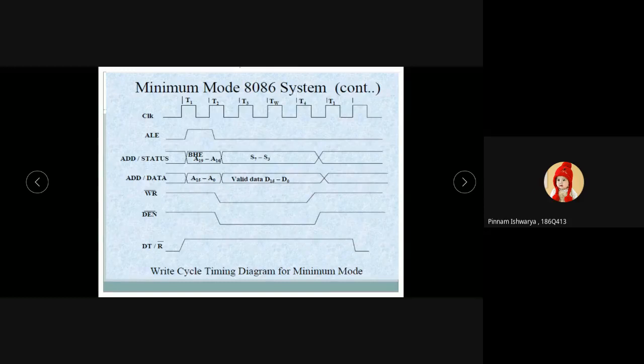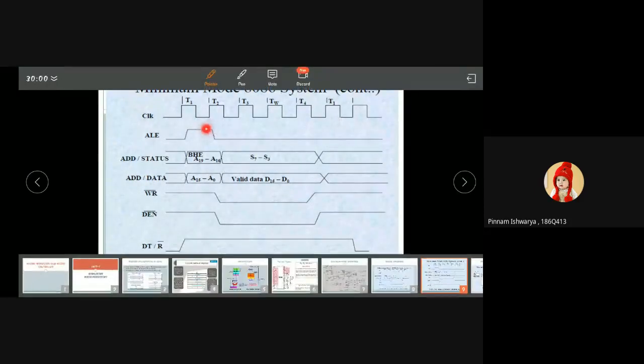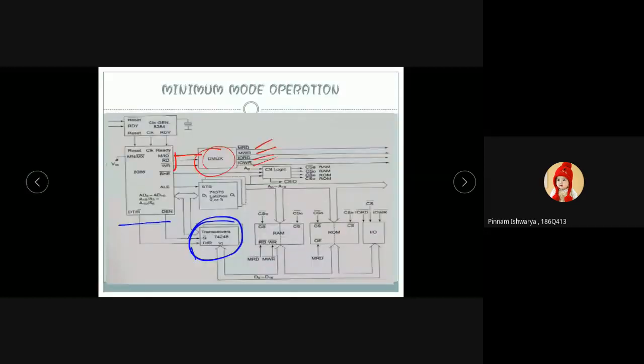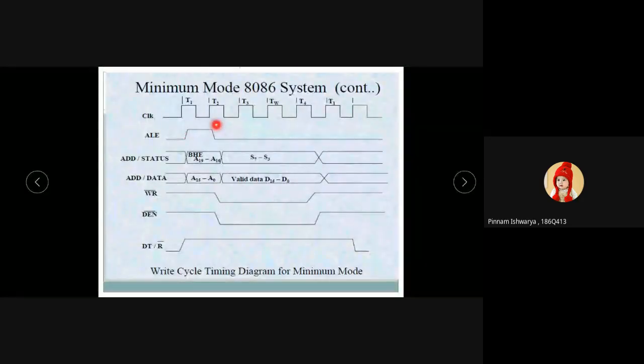So coming to the write cycle. The write cycle also begins with the assertion of ALE. Whenever the ALE is activated, only then the cycle begins. Whether it is a read cycle or a write cycle, it begins after the assertion of ALE. ALE is high only during time T1, so at time T1 the ALE is enabled and for the rest of the clocks it is disabled. At time T1 only the address will be carried out.